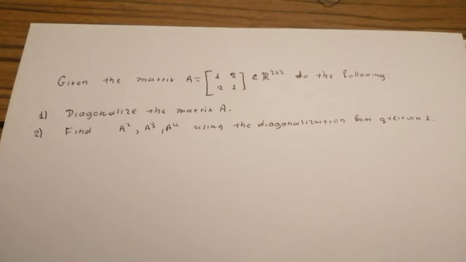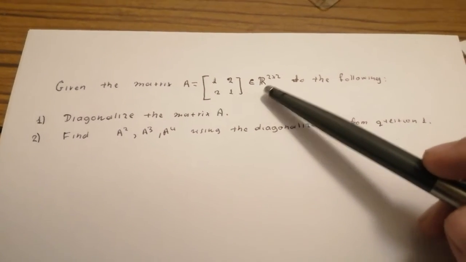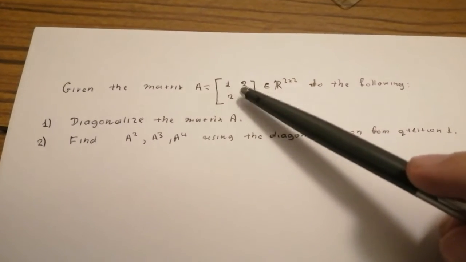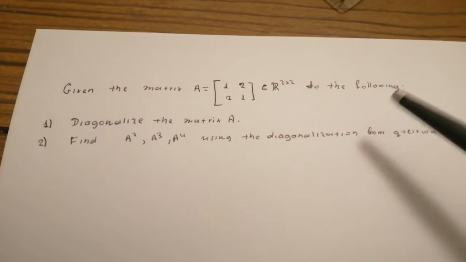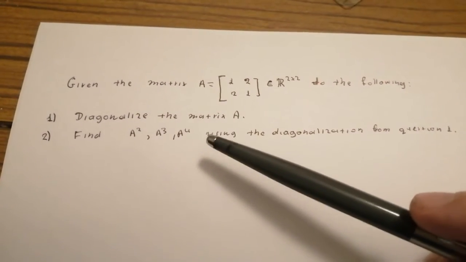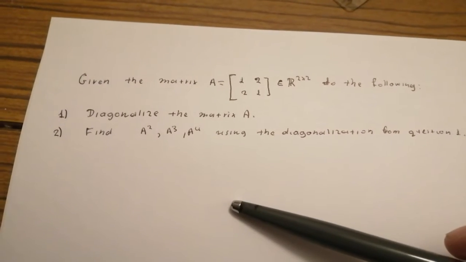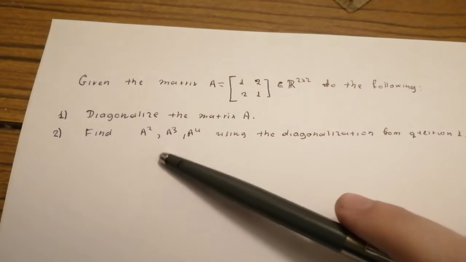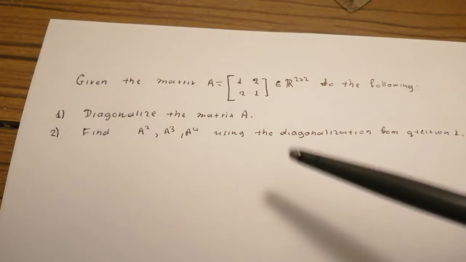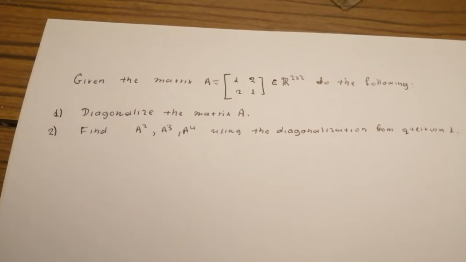We have this matrix A, which is of size 2 by 2 with real elements. The elements of the matrix are real numbers, and we want to do the following things. First, we want to diagonalize the matrix A, and then we want to find the powers A squared, A cubed, and A fourth using the diagonalization from question 1.